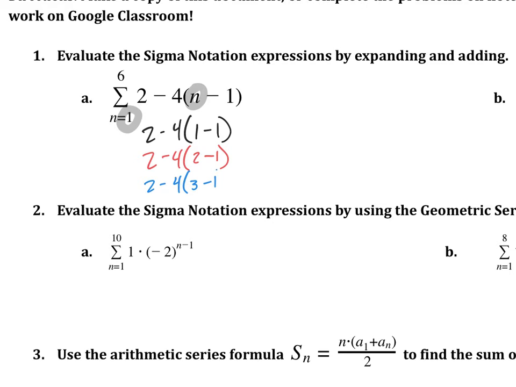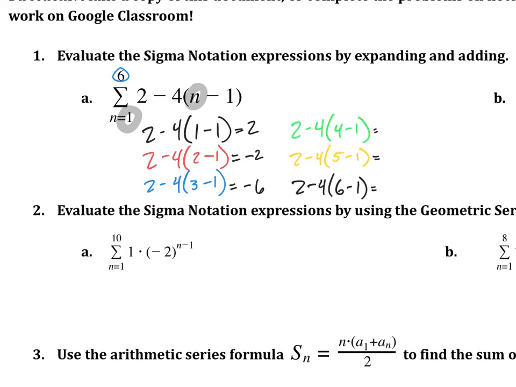Whoops, I wrote 3 and 1, which is 6. So I need to go all the way to 6. So now I have written all of them out, and then I have to figure out what each of them is worth. I'm going to do this quickly because we've done this a lot lately and I think that you're getting it. So I'm going to get 2 and then -2 and then -6 and then -10 and then -14 and then -18. Remember that you can just use your calculator to figure all of those out.